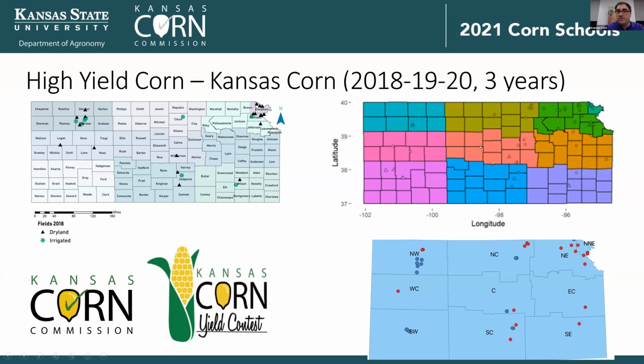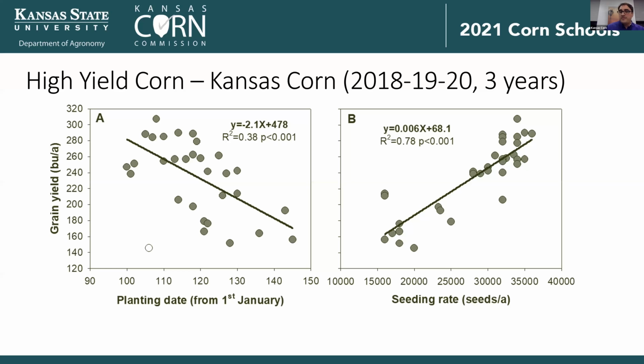If you look at some of these maps, we have some sections of the state like Northwest with very few entries, West Central, Southeast, so there are probably a lot of opportunities to enter and get at least a prize. I really like the information coming from farmers. It's not exactly research in controlled conditions, but I like it because we can get a lot of insights.